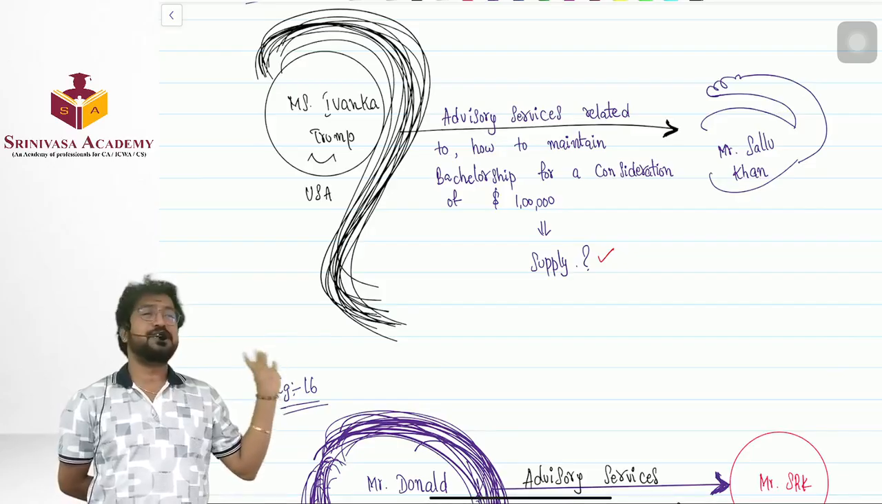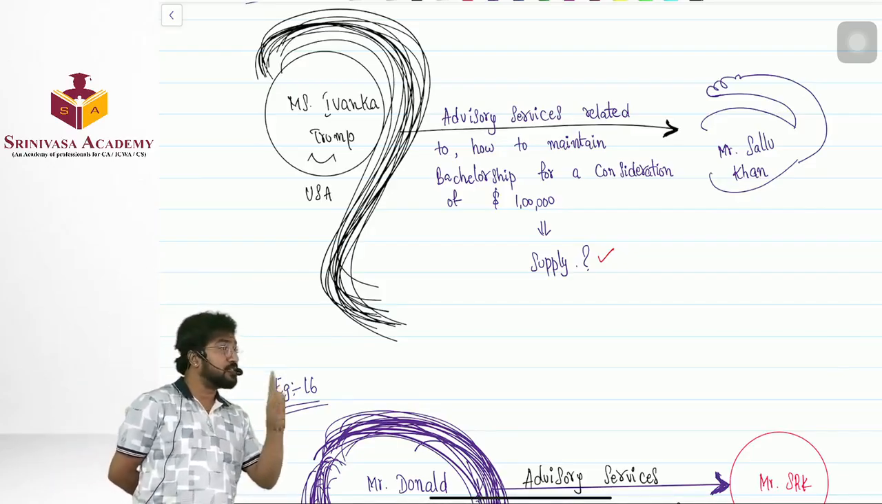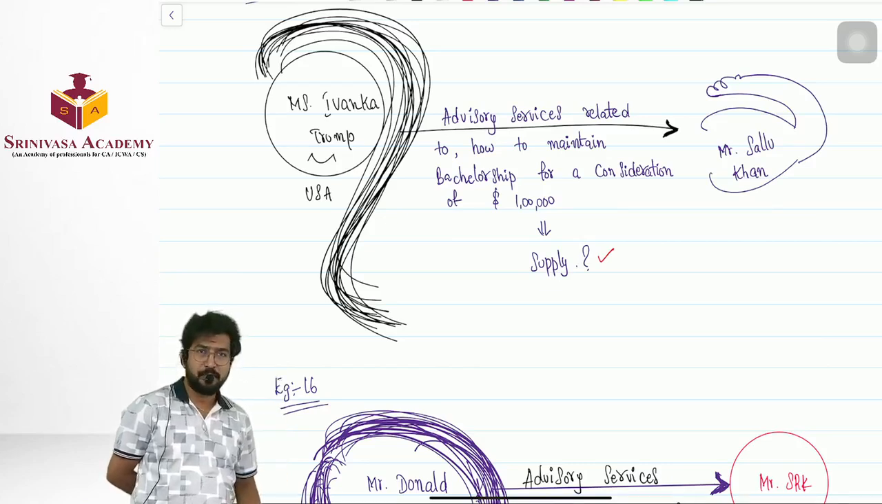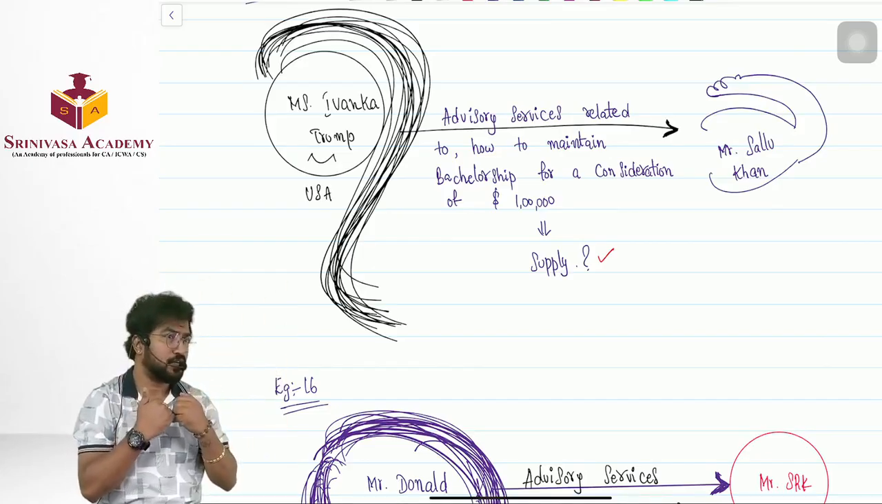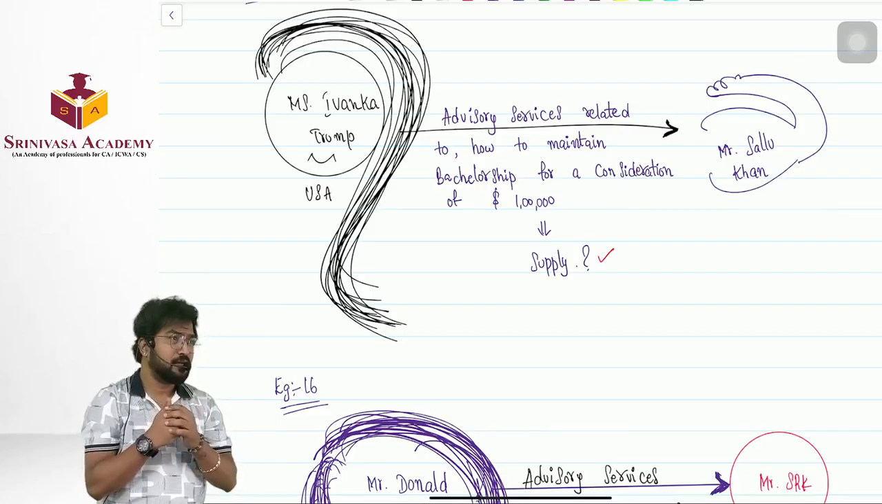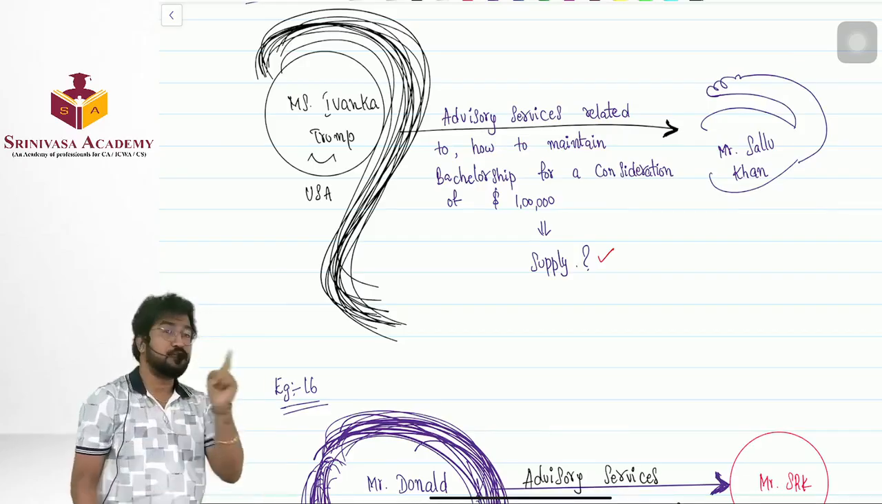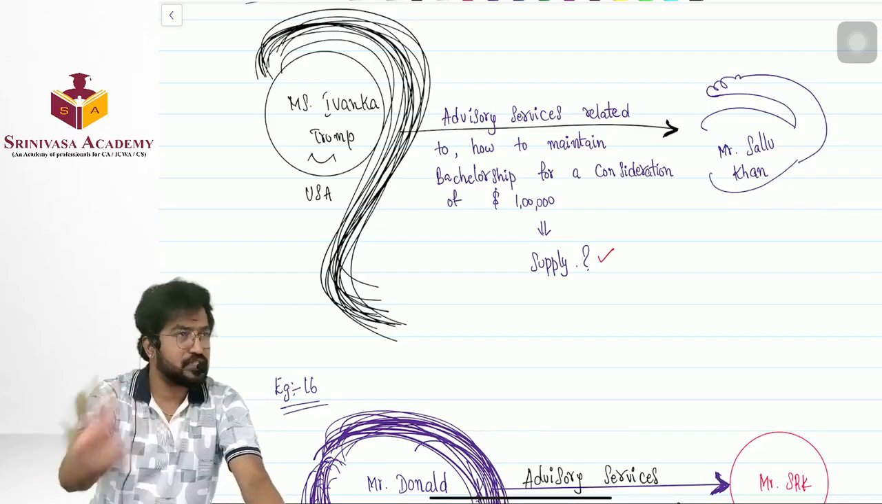Okay, so is it a supply or not? Here you should see everything from the recipient's point of view. Are you understanding the point? Because you are talking about import of service, that means you are talking about the importer. Importer means buyer or seller? Buyer, recipient. So clause B, you see everything from whose angle? Recipient's angle. That is importer, recipient's point of view.